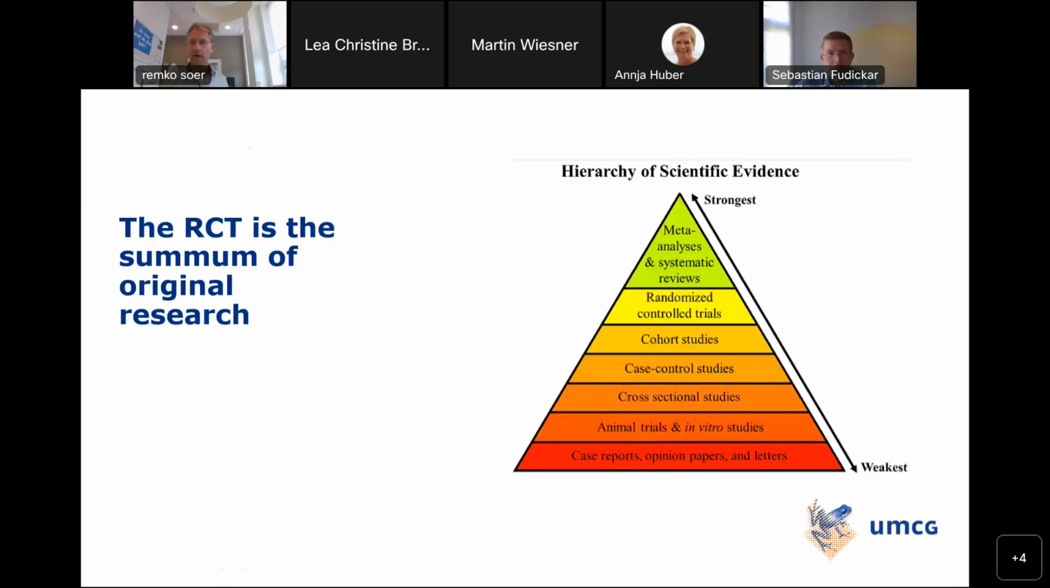And if you look at the hierarchy of scientific evidence in original research, then you see here the randomized controlled trials have the highest evidence. It's only been topped by systematic reviews, but that's basically not original research, but just a literature review in which all the evidence based on randomized controlled trials, for example, are summed together. So it's not an original new study. But beyond that, the randomized controlled trial is on top of the evidence pyramid.